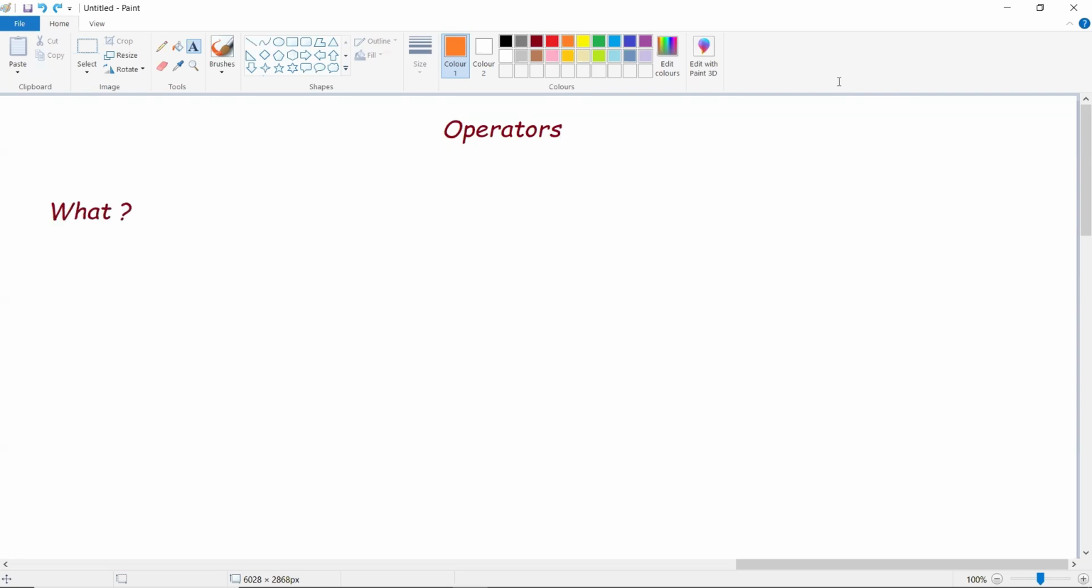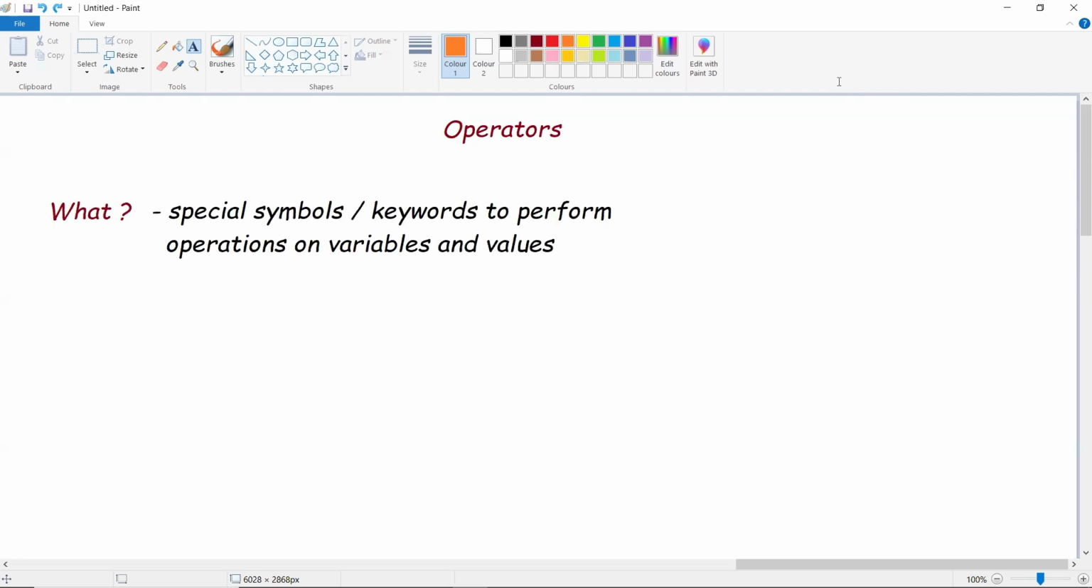So what are operators? Operators are special symbols or keywords in Python that let us perform operations on variables and values. These are the tools that allow us to manipulate data. For example, if we try to add two numbers, we use the plus operator. Python provides various operators for different tasks, and we'll go through the most important ones step by step. So let's get into the different types of operators.